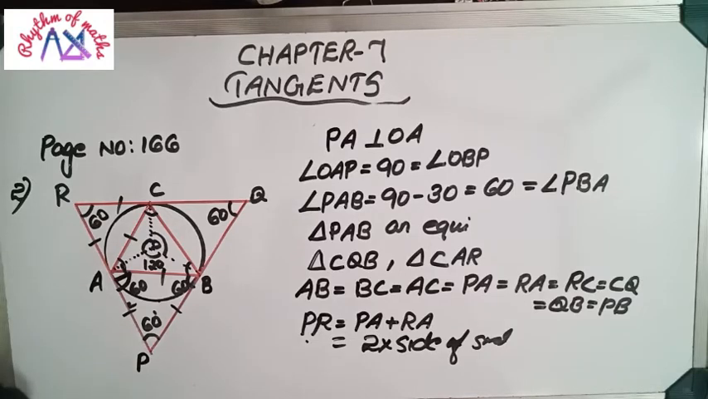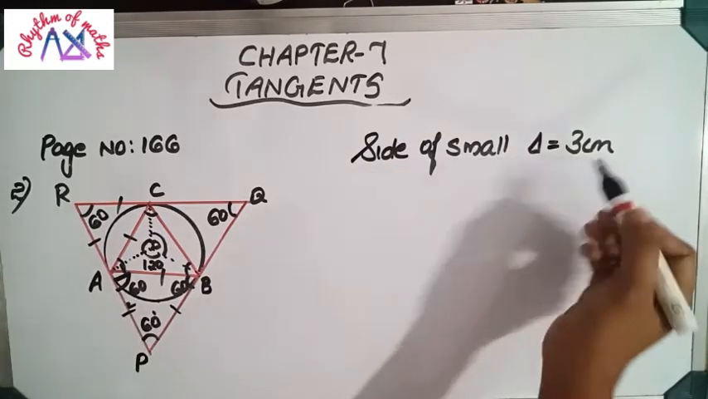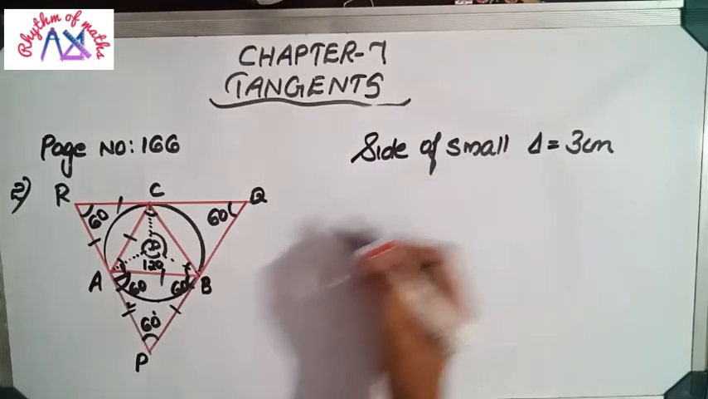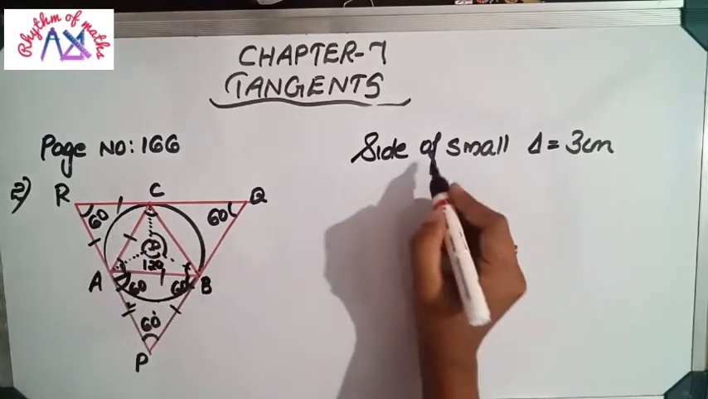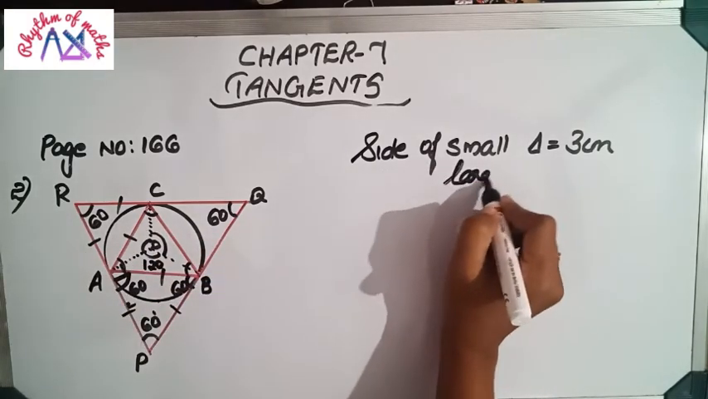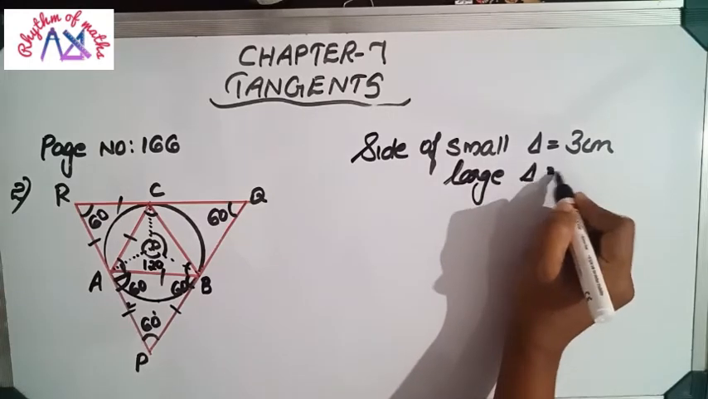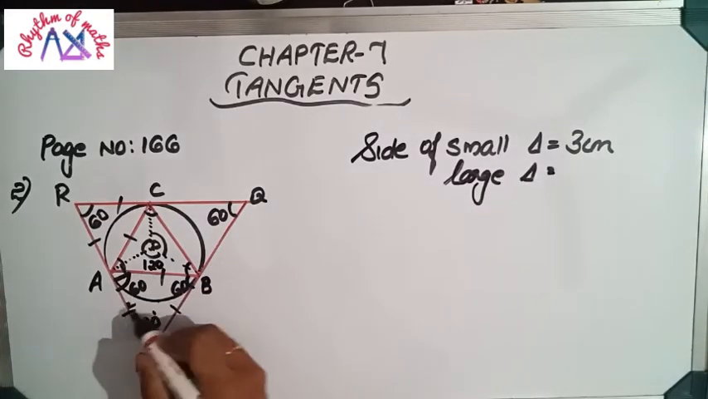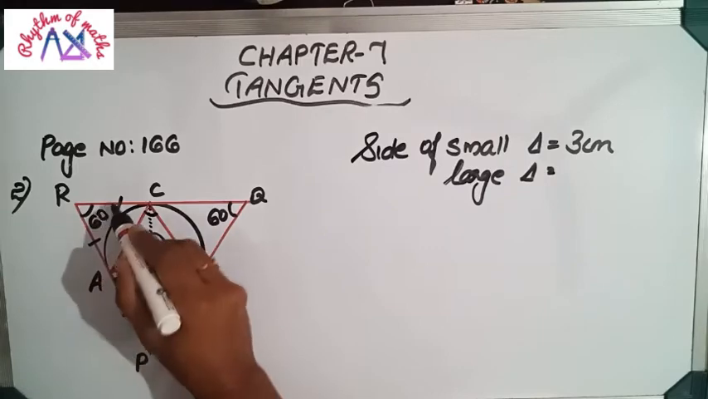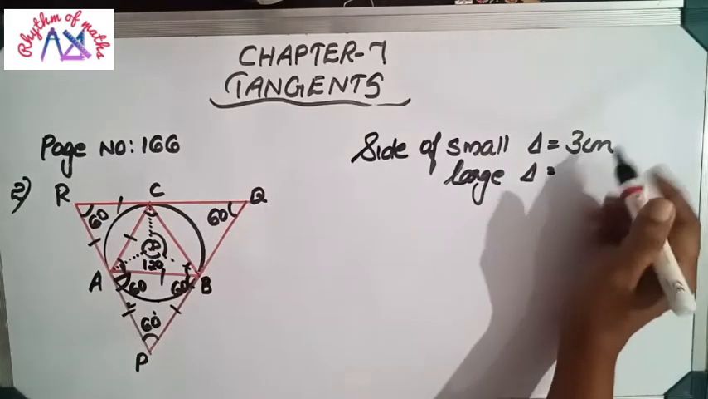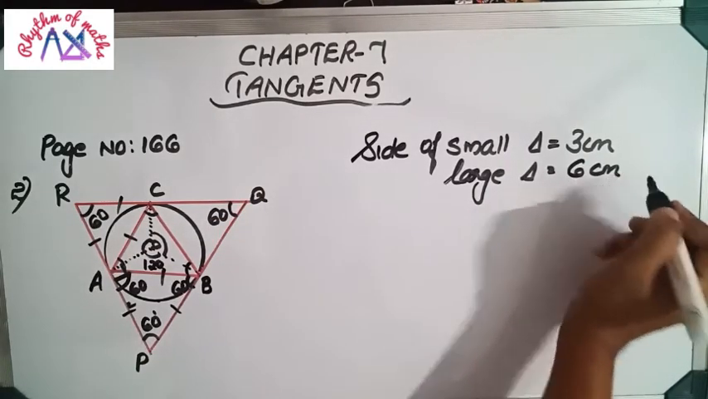Okay, in the second question, one more question is there, that is the third sub question. Draw this figure. In order to draw this figure, the small triangle's measurement is given as 3 centimeter, side of small triangle as 3 centimeter. Now, as per the question, side of large triangle will be what? Double. If this is 3, this also 3, this also 3, here also 3, here also 3. That means the larger triangle's side will be 6 centimeter.